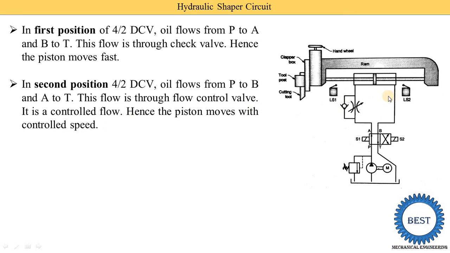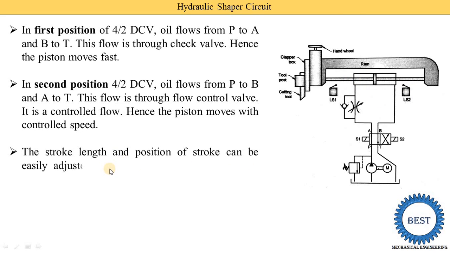During the retraction the piston is moving forward, so it is the working stroke, and during the idle stroke the cylinder is going on the extension stroke. The stroke length and the position of the stroke can be easily adjusted by adjusting the position of the limit switch.